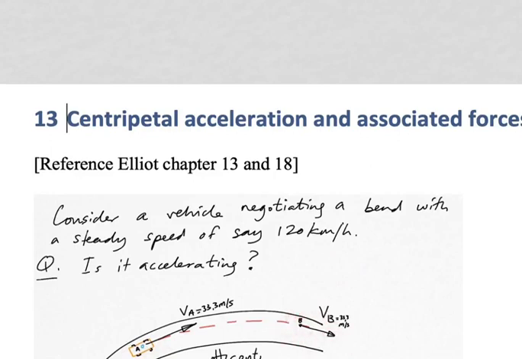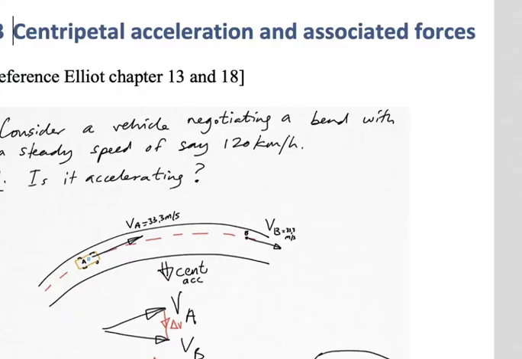So 33.3 meters per second is how fast it is traveling at this instant, and it is still traveling at 33.3 meters per second by the time it reaches B. So the speed is unchanged. The question is, is it accelerating? So ponder on that for a few moments.